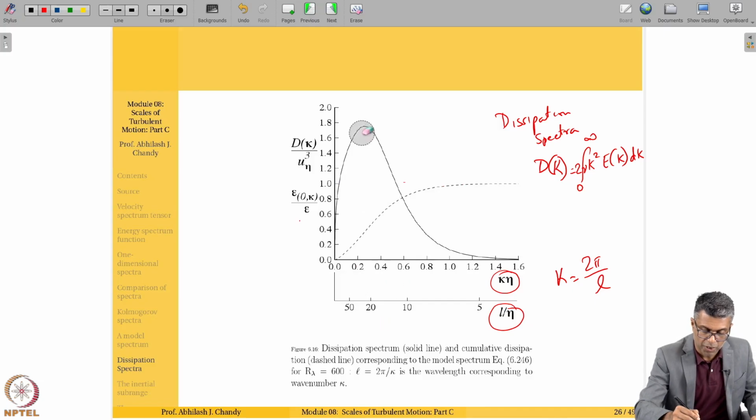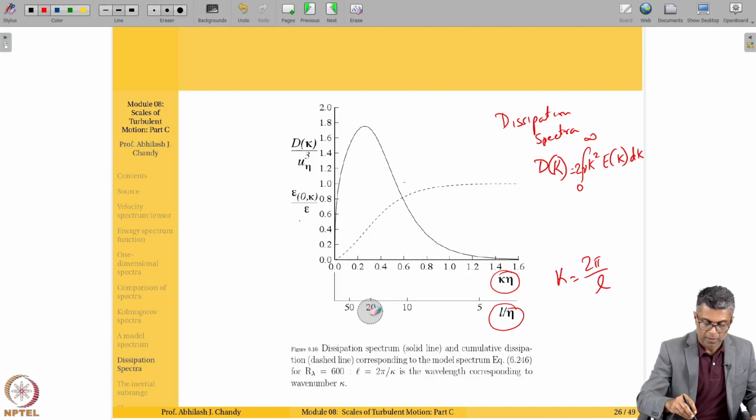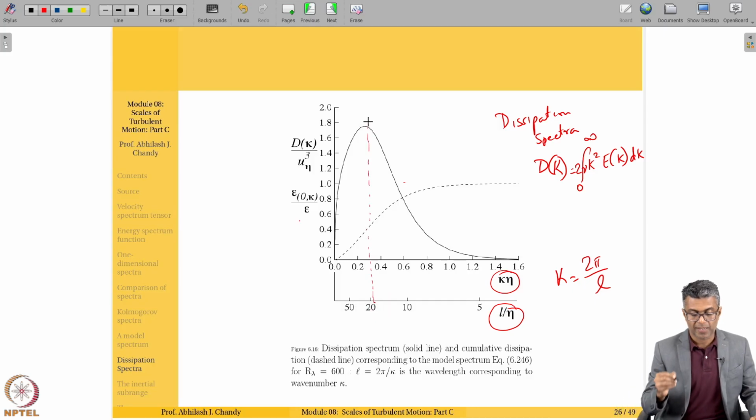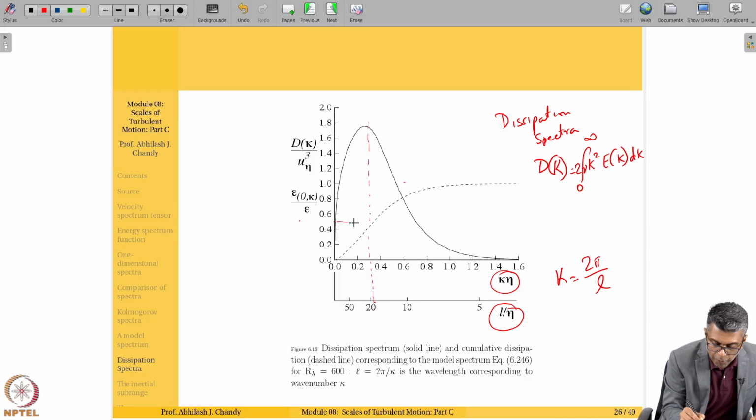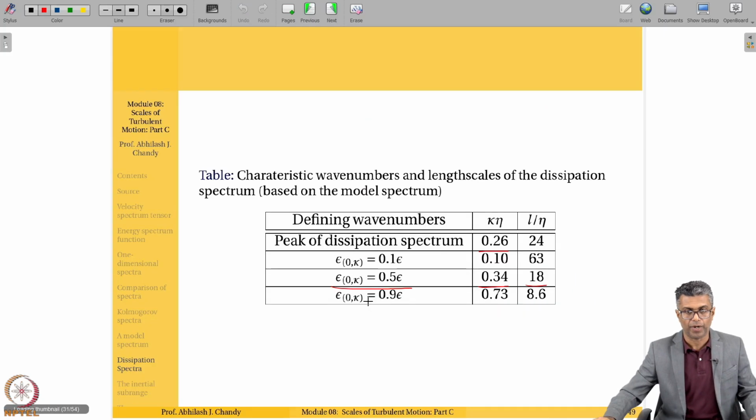So the peak of the dissipation spectrum, and I want to do a dashed line here. The peak of the dissipation spectrum is at 24. So again, it would be somewhere here. Okay, the centroid is corresponding to 0.5, isn't it? And that would be somewhere here at 18. All right, that would be the centroid.